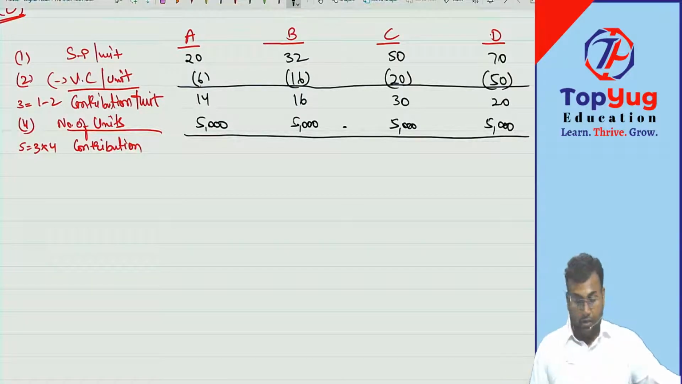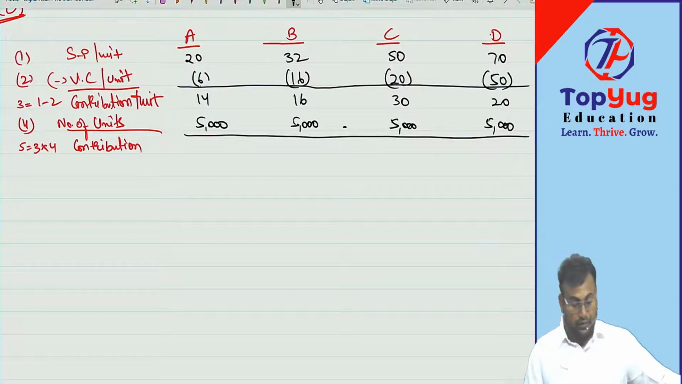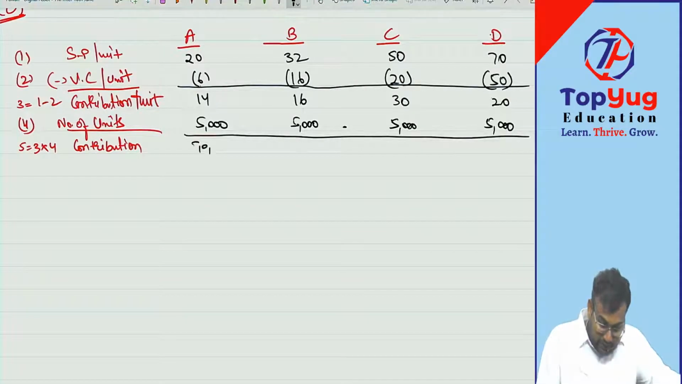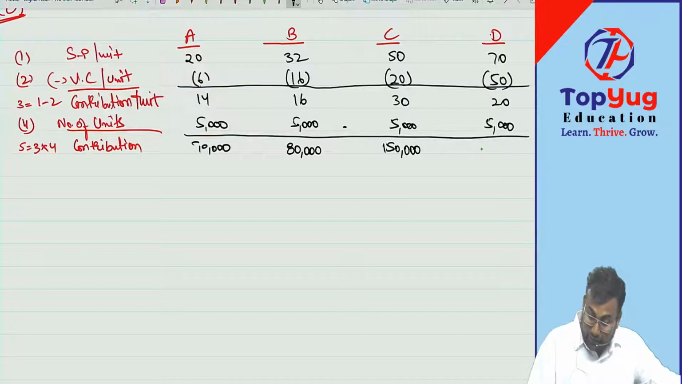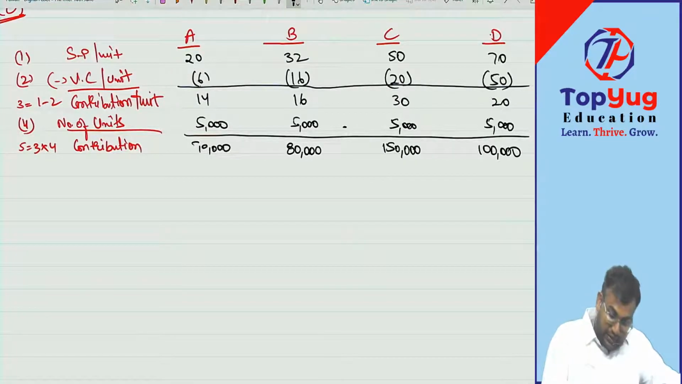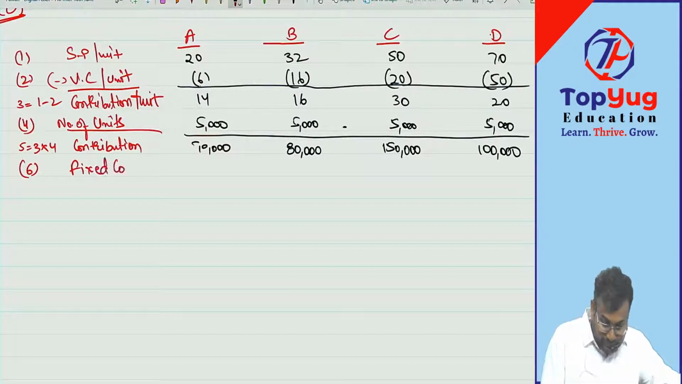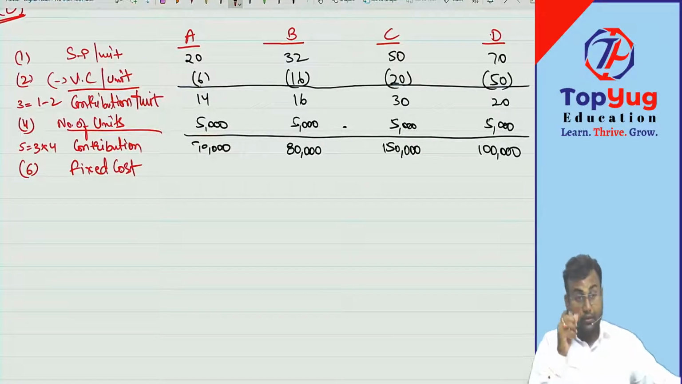Can somebody tell me the contribution for each value? 70,000, 80,000, 1,50,000. Sorry, 1 lakh. Again, can I write the sixth row as fixed cost?